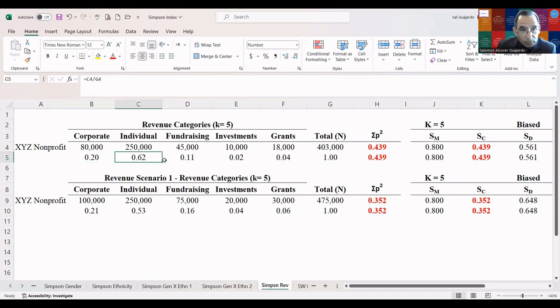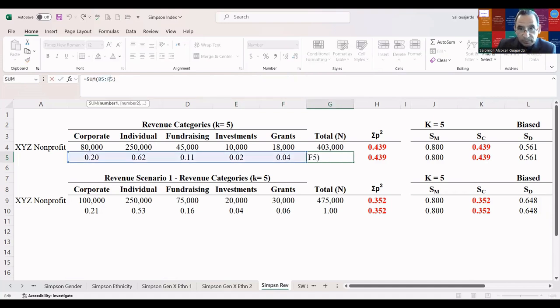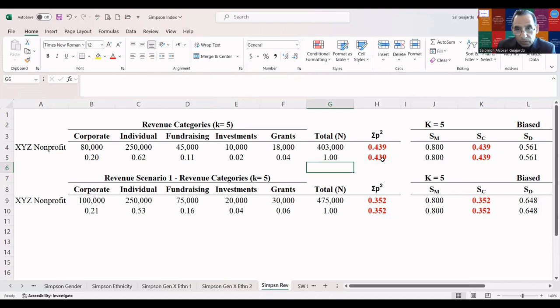Individual donations account for 62% of the total revenue. Fundraising accounts for 11%. Investments accounts for 0.2% or 2%. Grants accounts for 4%. And when you total that out, that's 100%. What I'm going to do is focus on the utilization of the percentages because it's a lot easier.